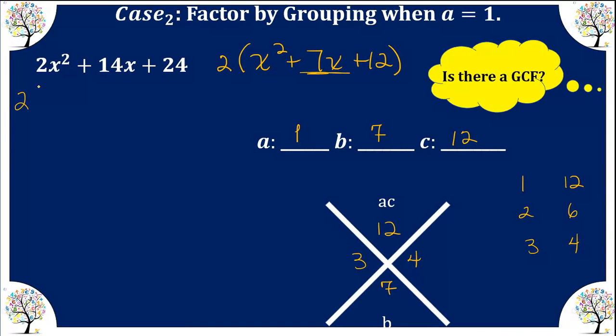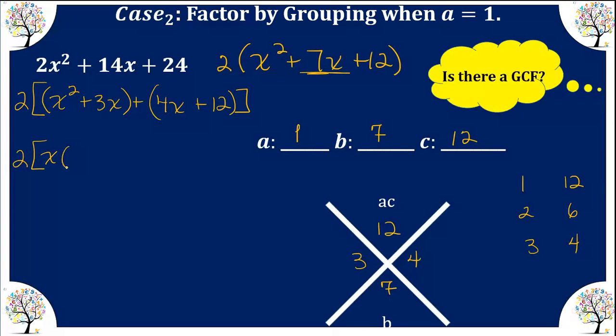Please bring down your GCF. I am now going to use brackets. I'm going to rewrite this trinomial into x squared plus 3x plus 4x plus 12. Now we're going to group the first 2 terms and the last 2 terms. We're going to bring down the GCF. We're going to factor the GCF of this binomial. We're going to bring down our operation, which is addition here. We're going to factor out 4.